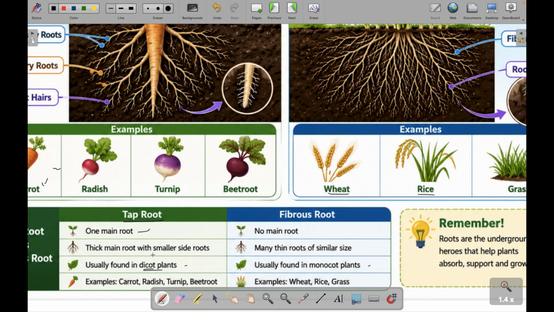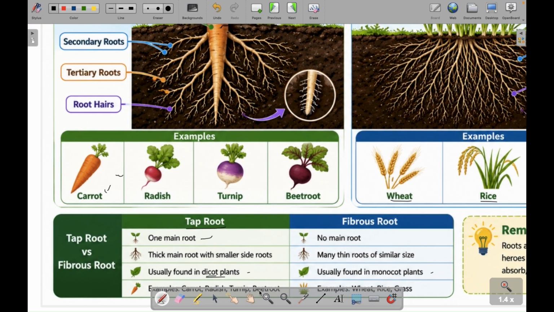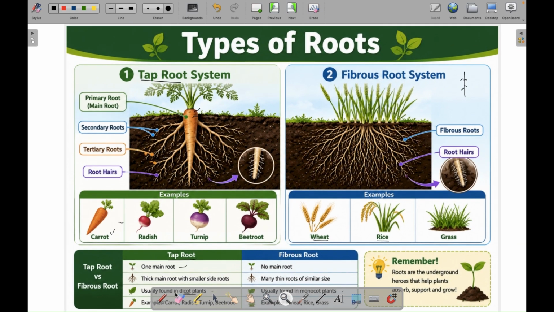You'll study monocot and dicot when you go to higher classes. Some examples: carrot, radish, turnip, beetroot. This we have already seen. Right? Examples here are wheat, rice, and grass. Okay. So this is what the types of roots are. We have seen what roots are and what the functions of roots are. Now we are discussing the types of roots. There were two types of roots, the taproot and the fibrous root.